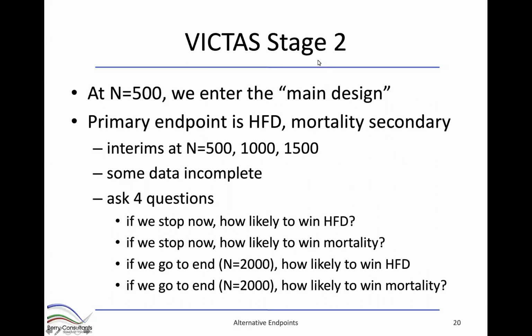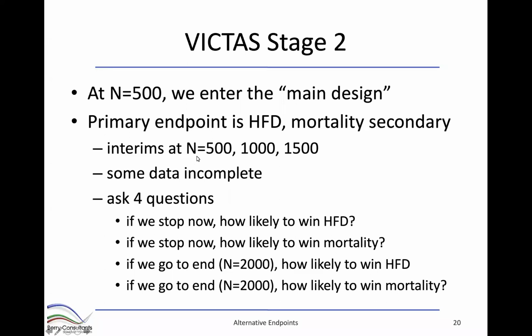If you don't have a home run, then there's a stage 2 to VICTAS. And so at n = 500, we're kind of entering the main design. There was some skepticism over whether we'd hit a home run. So this was viewed as where we really thought that we would find an effect. The primary endpoint should be pressor and ventilator free days. Mortality becomes secondary at this point. So this is a predetermined switch in the endpoints.